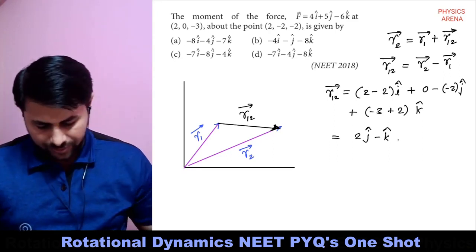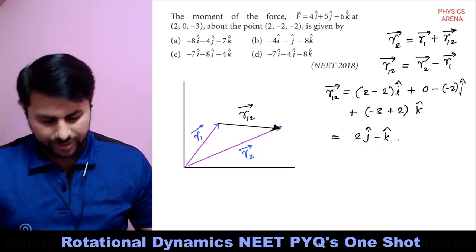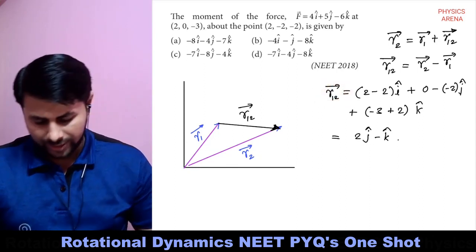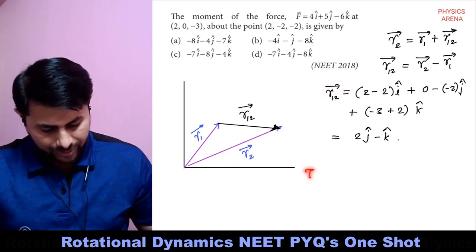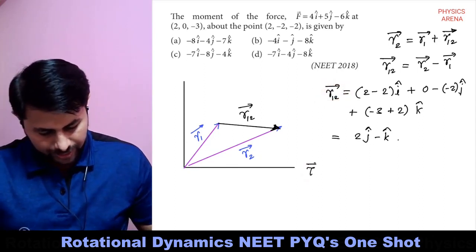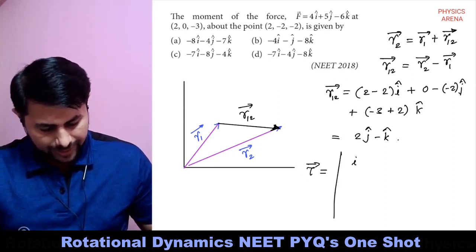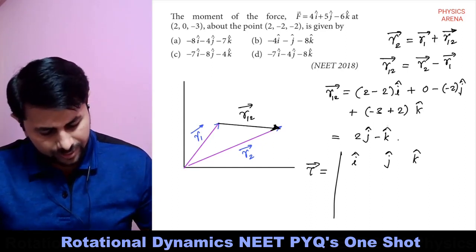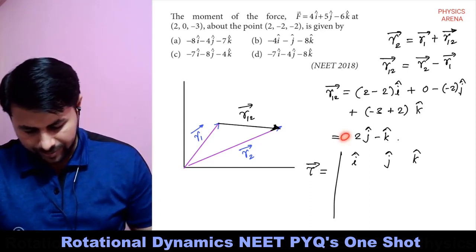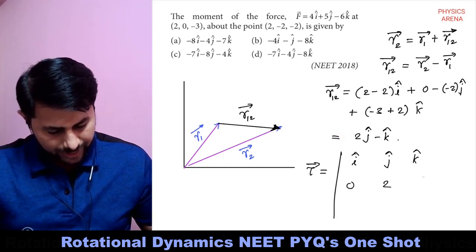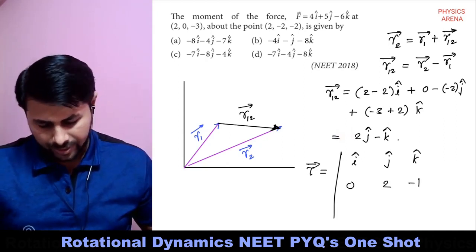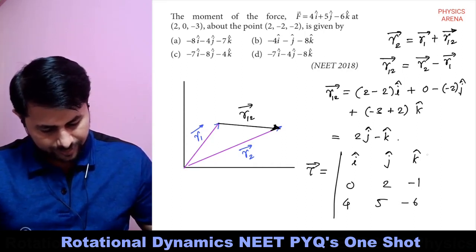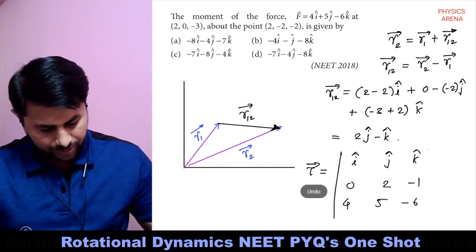So now what is torque? It is R bar cross F bar. Okay, it will be R12 bar cross F bar. So let's find it out. Torque is equal to i cap, j cap, k cap. Then R is 0 i cap, 2 j cap, minus 1 k cap. And the force is 4, 5, minus 6. Okay, this is the force.